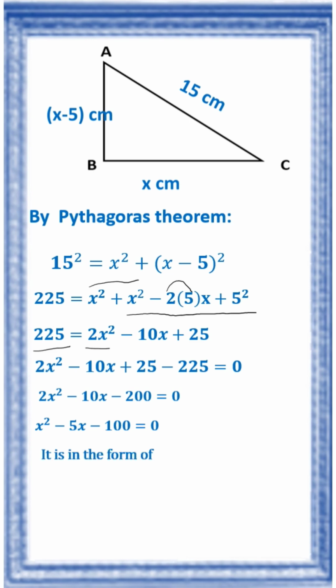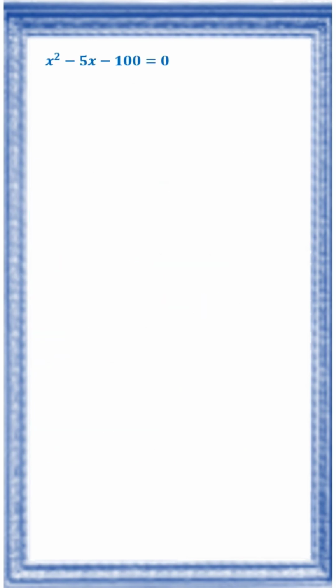It is in the form of ax square plus bx plus c is equal to 0. Now we have the equation in the standard form. The equation is x square minus 5x minus 100 is equal to 0. Here a is equal to 1, b is equal to -5, c is equal to -100.